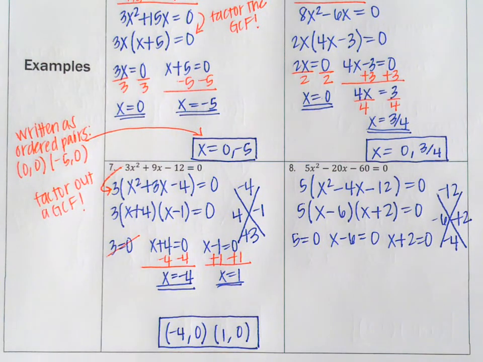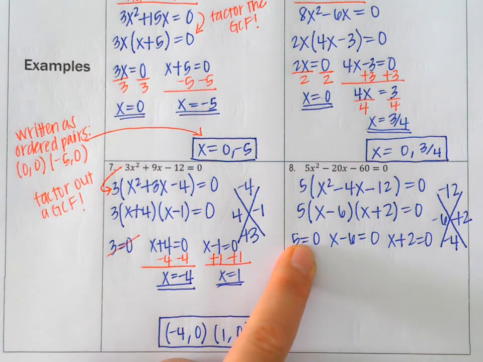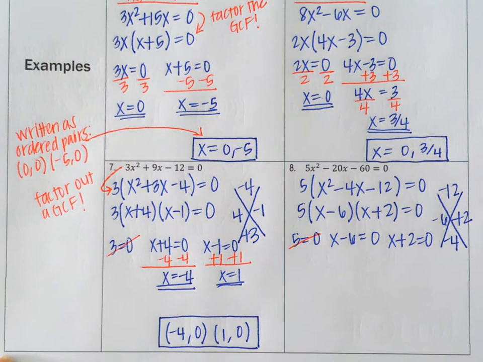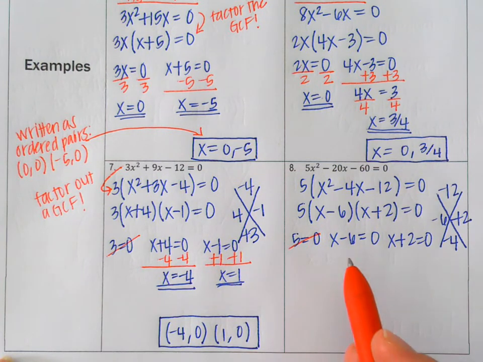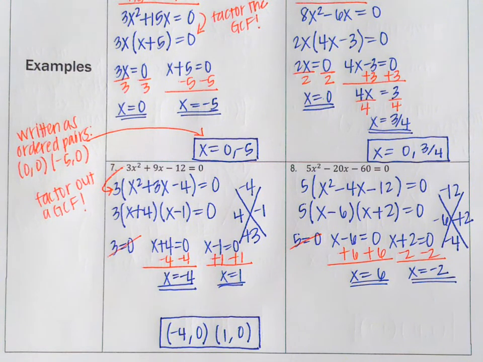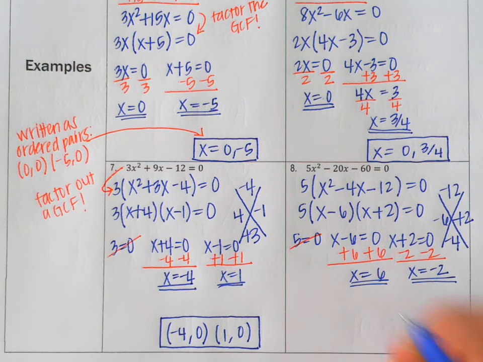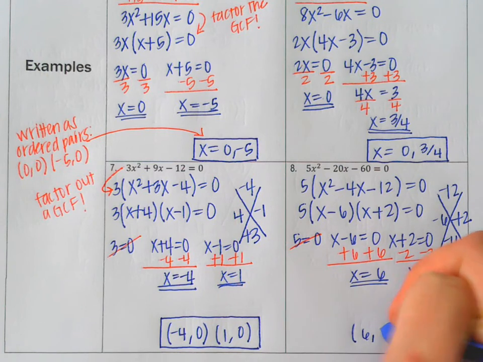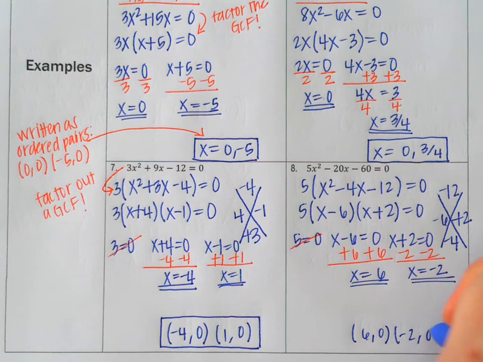So now that each factor is set equal to 0, well, this one's weird, right? 5 equals 0. There's no variable. There's no x to solve for. We don't care about it. We care just about these two. So now I'm just going to focus on solving these two for x. And I solved them both for x. So now that I've got x by itself, again, doesn't matter how you write them, ordered pairs, x equals whatever you want to do. So as an ordered pair, it would be 6, 0, negative 2, 0.